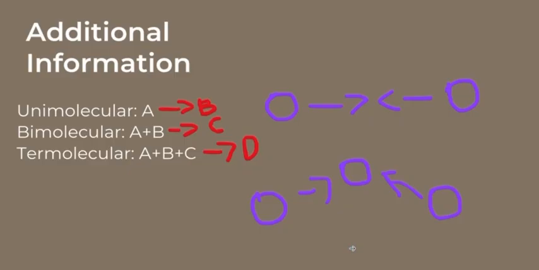Additional information you need to know is the molecularity of a reaction. Unimolecular is when one reactant is included. Bimolecular is when two reactants are included, and rarely you will see termolecular, and that's when three reactants are included.